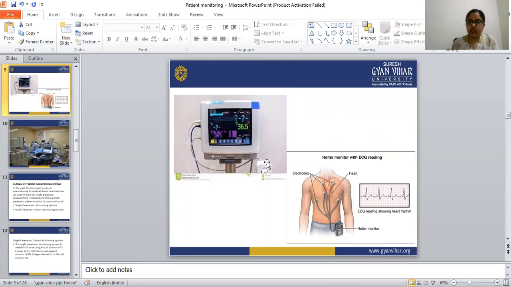And this is the ECG monitoring system. There are lots of electrodes attached to the body. This is the Holter monitor, and the electrodes are attached to our body. When these electrodes are attached to our body, the ECG can be measured in this computerized machine. So this is the computerized patient monitoring system.